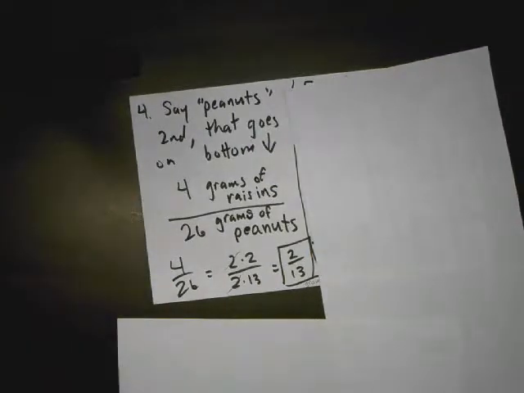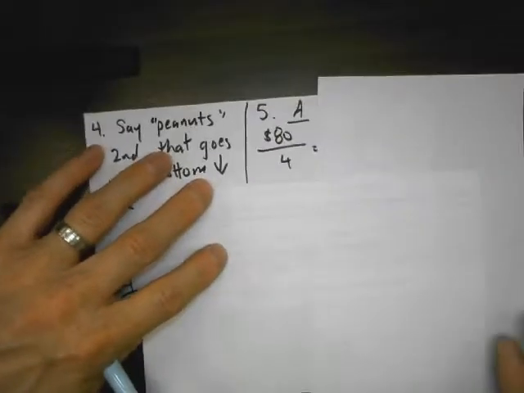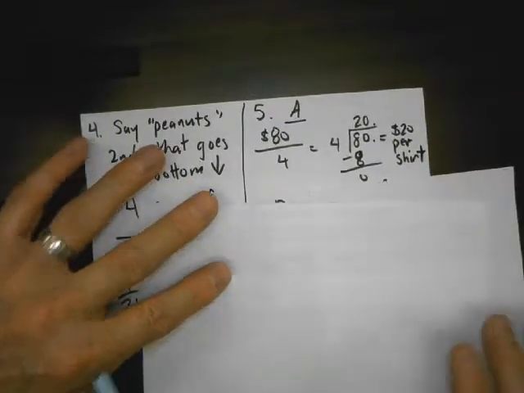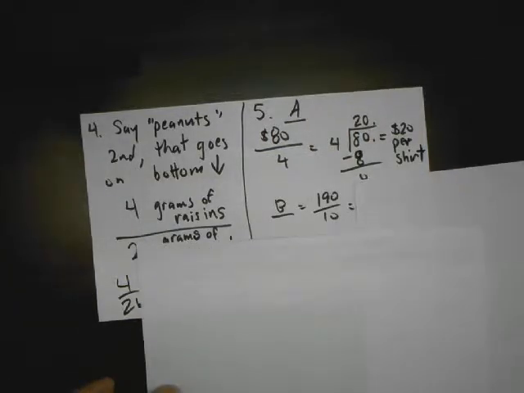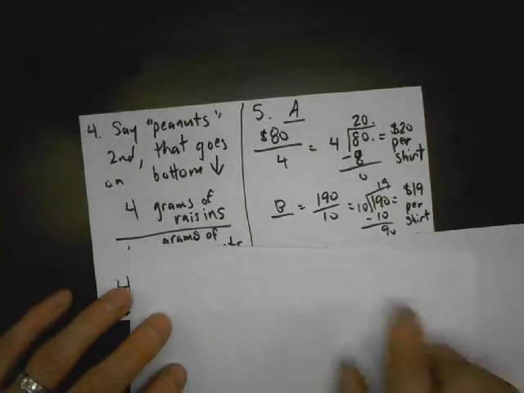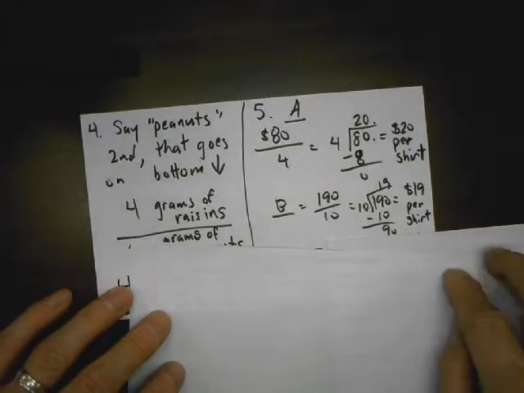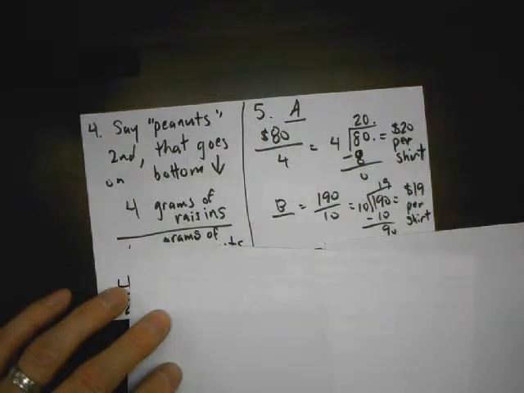So for number 5, they say 3 different companies all sell shirts. Company A, they sell $80 for 4 shirts. So remember, money on top, right? We divide in and out, that means $20 a shirt. Company B, they say $190 for 10 shirts, okay? Money on top, divide in and out. Or if you remember the shortcut for that, you can just move the decimal one time. That's how we divide by 10 the quick way, right? Move the decimal one time. $19 per shirt. So company A is $20 a shirt. Company B is $19 a shirt.